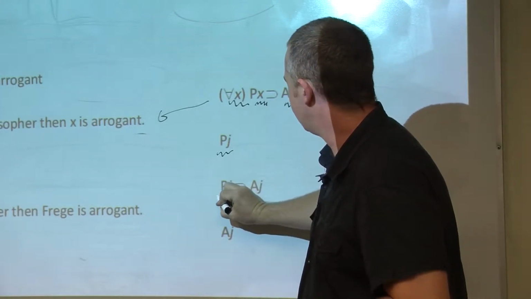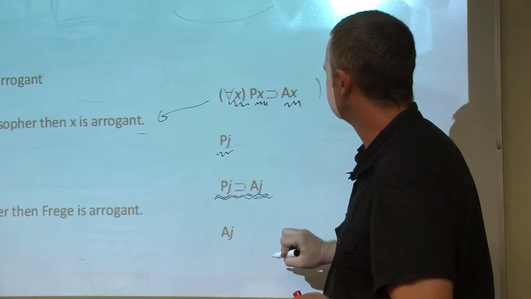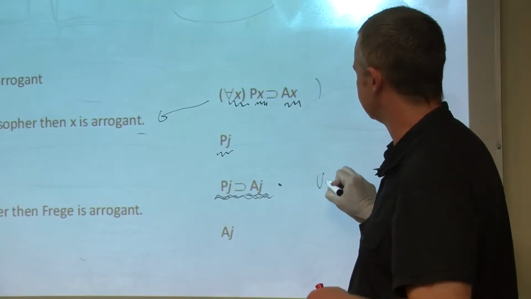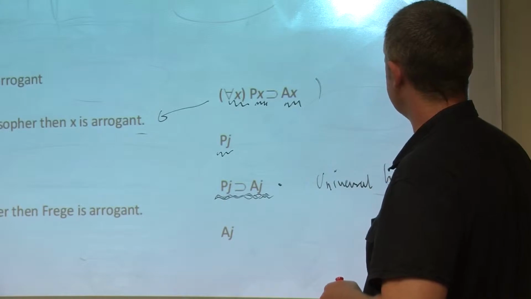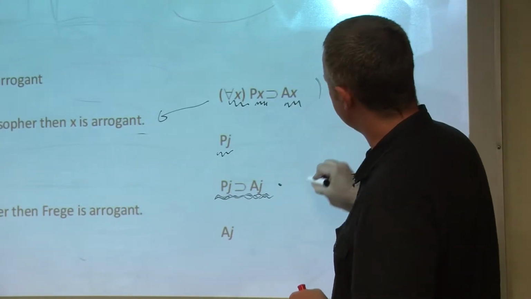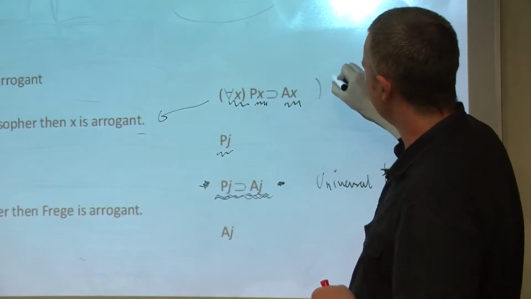From there, I can say, well, if Jane's a philosopher, then Jane is arrogant. And how do I get that? This is going to be important. This is called universal instantiation. And we'll talk about that in a second. And it's universal instantiation, maybe I'll talk about it right now.